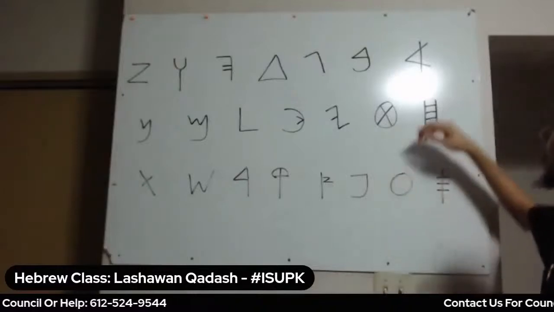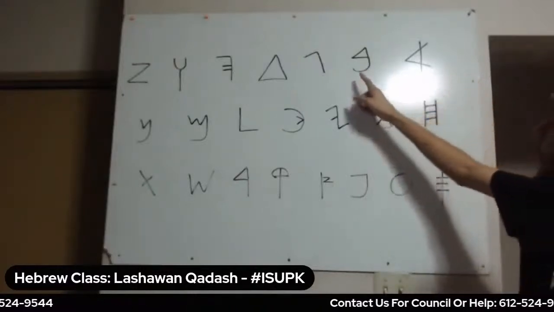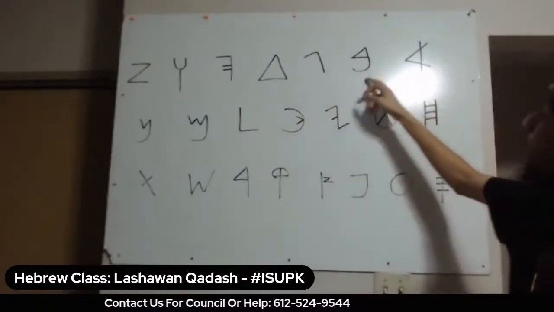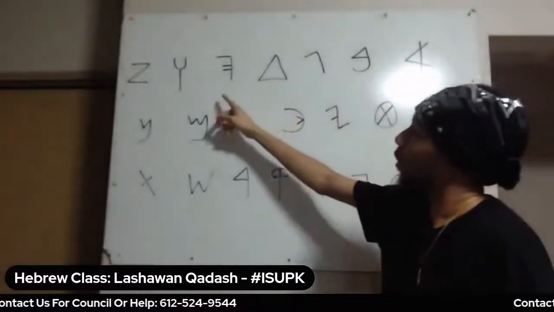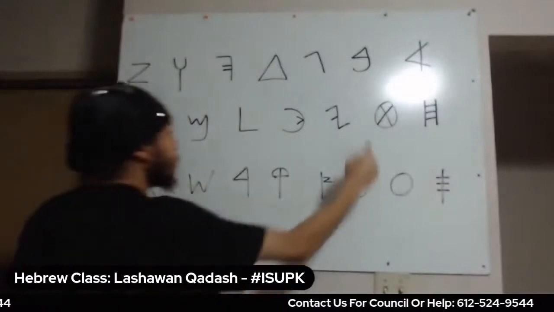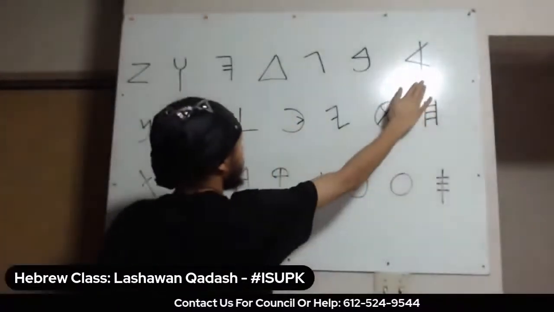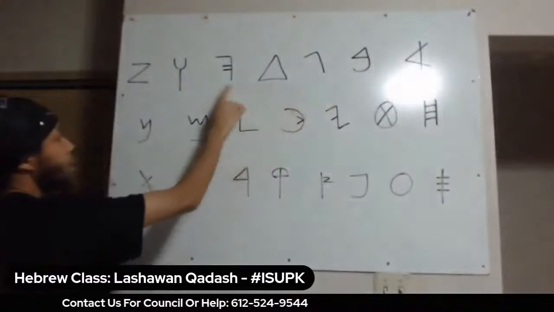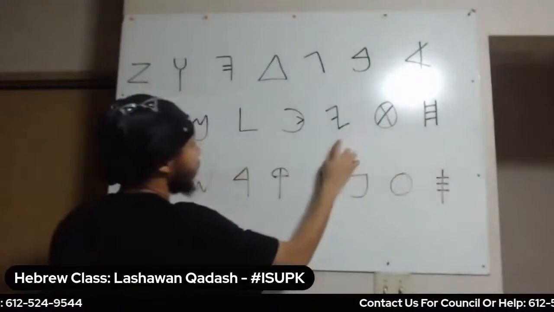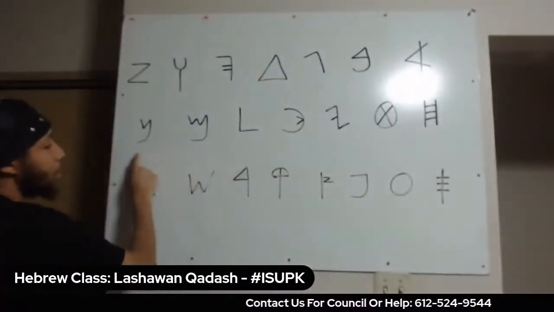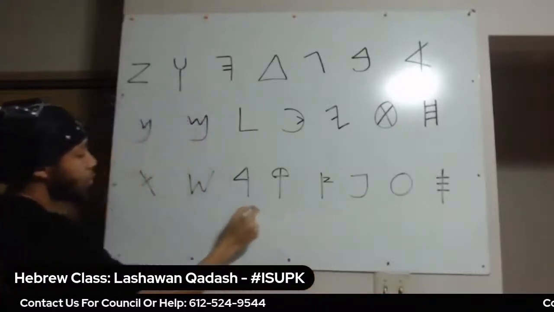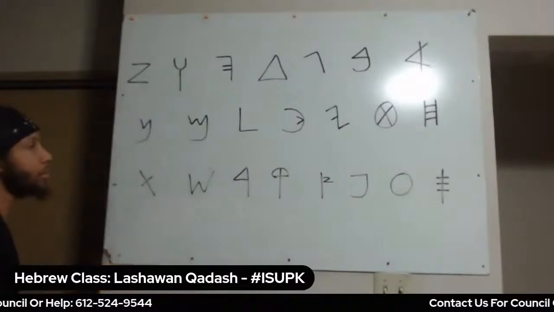So we have ba, ga, da, ha, wa, za, and everything once again is right to left. So we have ba, ga, da, ha, wa, za, ka, ta, ya, ka, la, ma, na, sa, pa, ta, za, kwa, ra, sha, and tha.